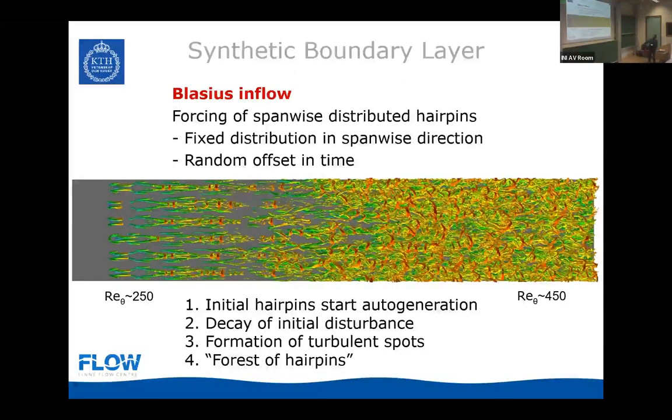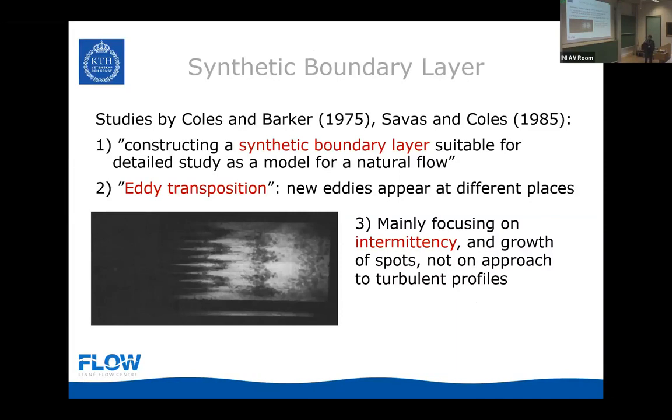This is just an illustration of what we expect to happen. We put a lot of hairpins here on the left side, close to the inflow. We regenerate, and then we would get our forest of hairpins. That was the idea. Now, we're not the first to look at that. It was also Coles who has done similar experiments in synthetic boundary layers. In his case, the idea was not to look at hairpins, but more about intermittency. But the basic idea of putting something very regular or quasi-regular and then observing the boundary layer has been done before.